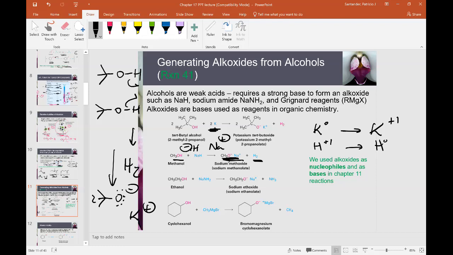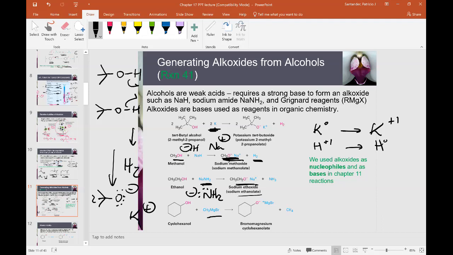And then yet another way will be using sodium amide. You know that the NH2 minus has a very, very great affinity for protons, because the conjugate acid of sodium amide is ammonia with a pKa value around 36. So that is another way to produce methoxide.